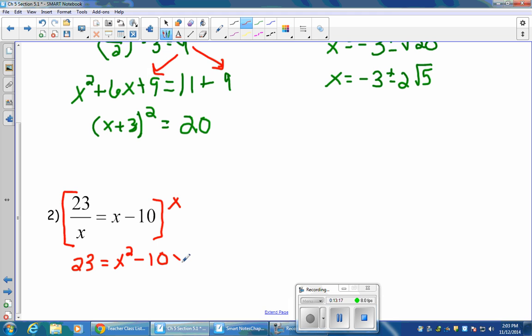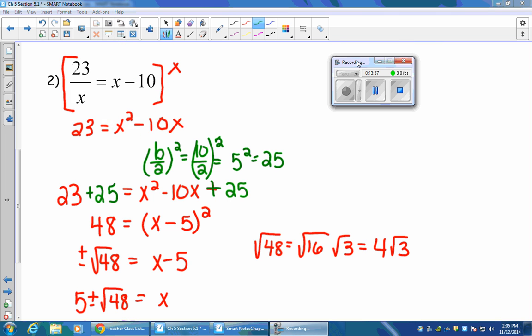Now you can see it's in the same form that we were here, where the constant is on the opposite side. You can rewrite it if you want the constant over here, but otherwise do the same process. Take your b term, divide it by 2, square it, add it to both sides, reverse FOIL, and continue to solve.